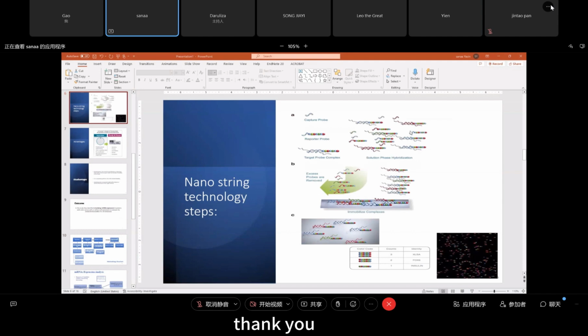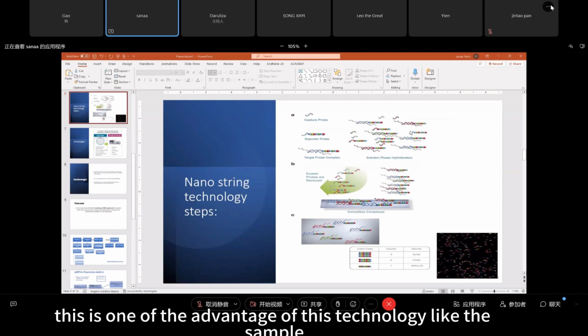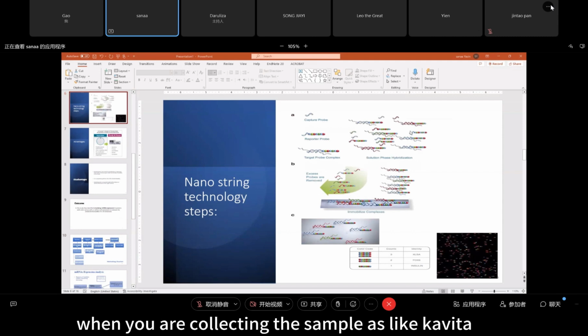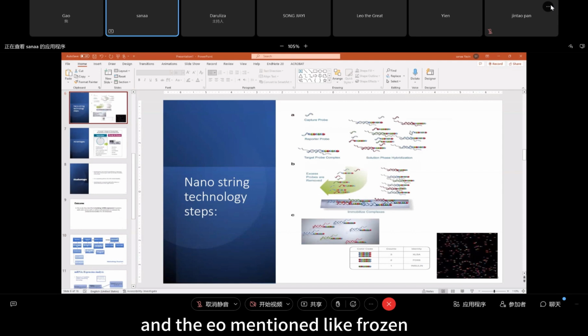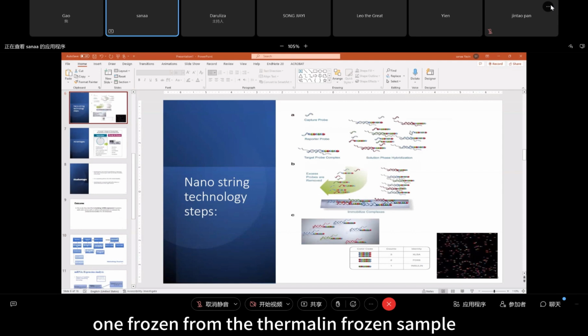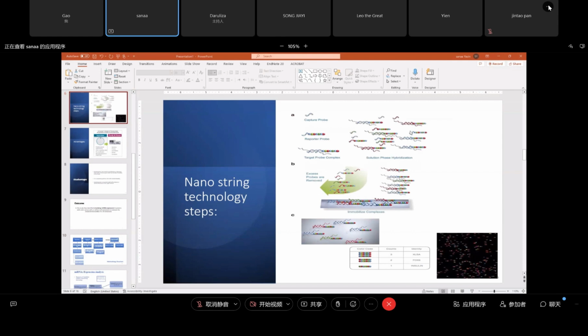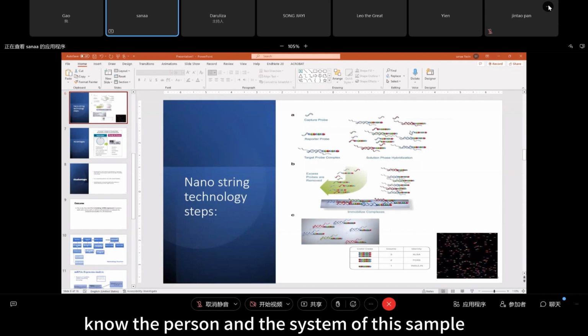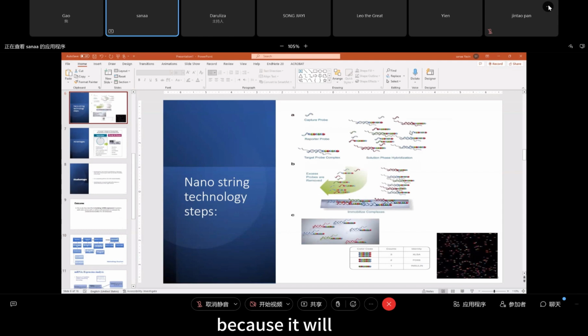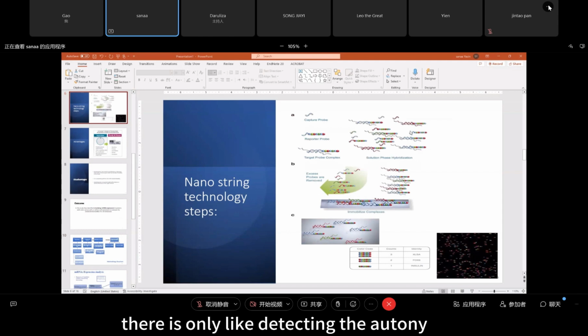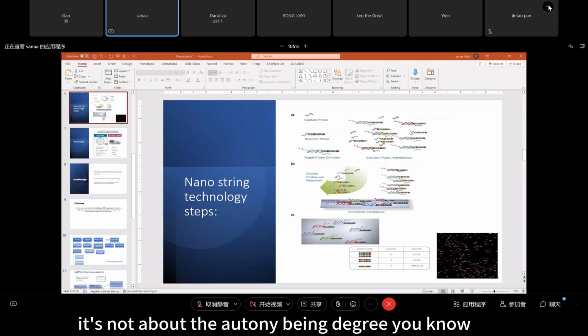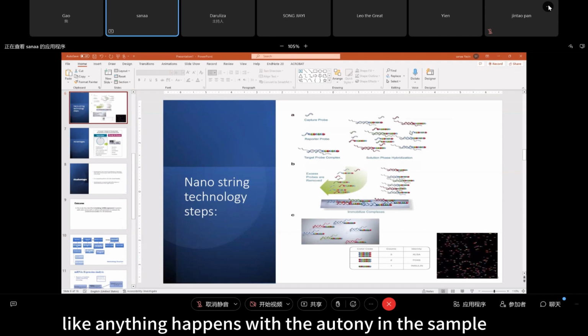Okay, thank you. And this is one of the advantages of this technology. When we are collecting the sample, as Kavita and Leo mentioned, whether frozen or from formalin, the sample won't be affected by freezing and the treatment of the sample, because it is only detecting the RNA. It's not about the RNA being degraded, or anything happening to the RNA in the sample.